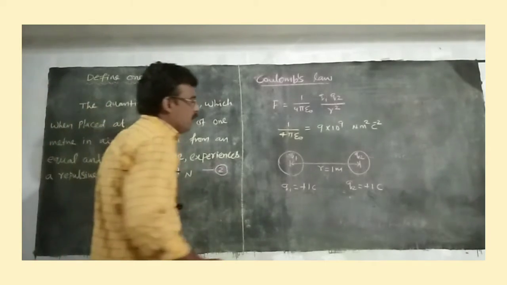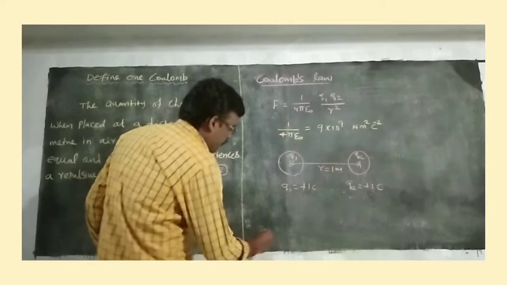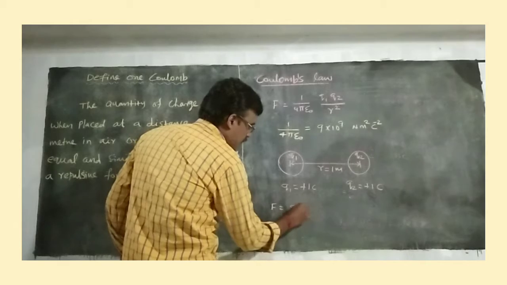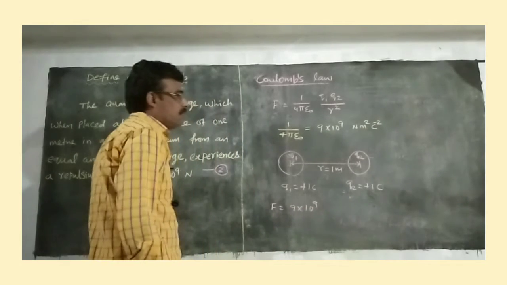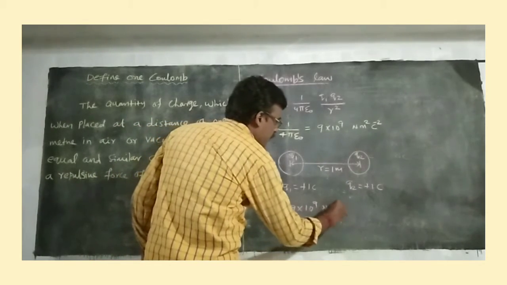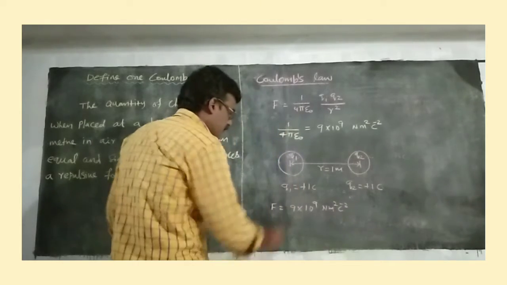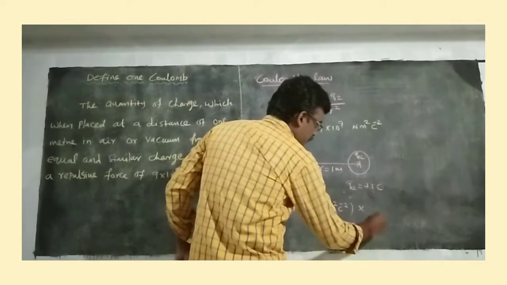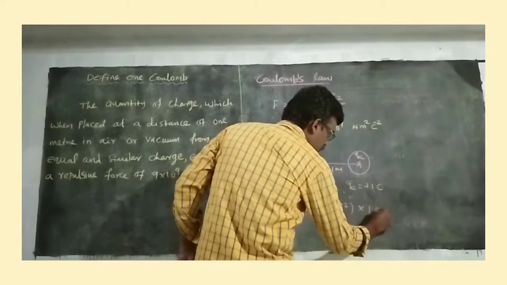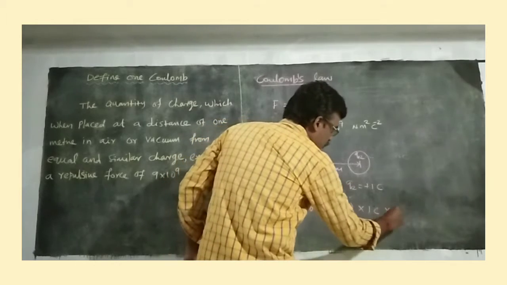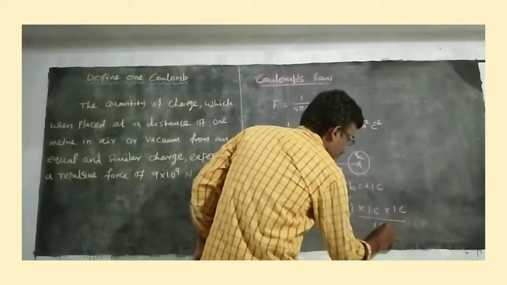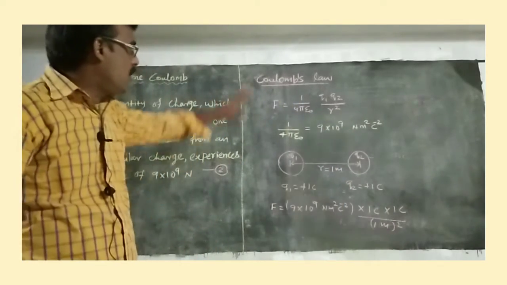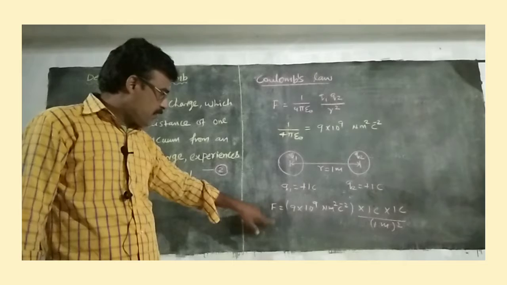If we substitute the values, what is going to come? F is equal to 1 by 4 pi epsilon naught, which we can consider as 9 into 10 to the power 9 Newton meter square C minus 2. Then Q1 is plus 1 coulomb, Q2 is 1 coulomb, and the distance is 1 meter whole square. If you substitute all the values, it comes like this.